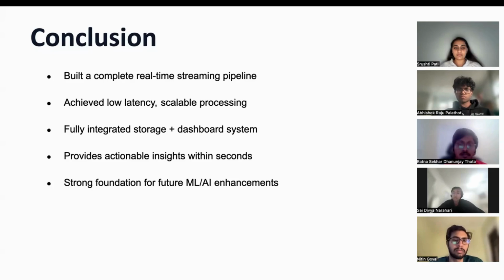And most importantly, we are not just showing raw numbers, we are delivering actionable insights with moving averages and volume spike alerts that traders can actually use in real life.